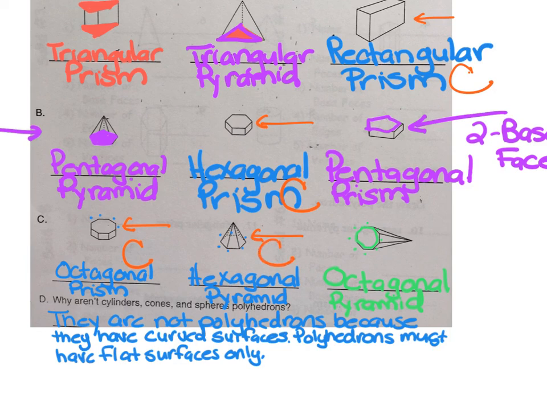And lastly, why aren't cylinders, cones, and spheres polyhedrons? You should have answered something like this. They are not polyhedrons because they have curved surfaces. Polyhedrons must have flat surfaces only. This concludes page 3 of your volume packet.